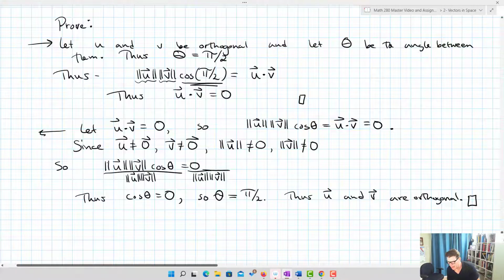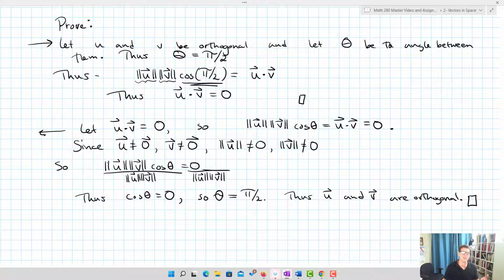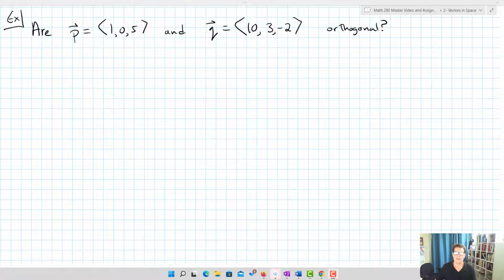We proved on the one hand, if I start out knowing that u and v are orthogonal, then u dot v equals 0. Or if I know that u dot v equals 0, then I know that u and v are in fact orthogonal. I know it both ways. It's actually kind of handy. It's going to be an important little piece of information that we're going to be using. So let's look at an example.